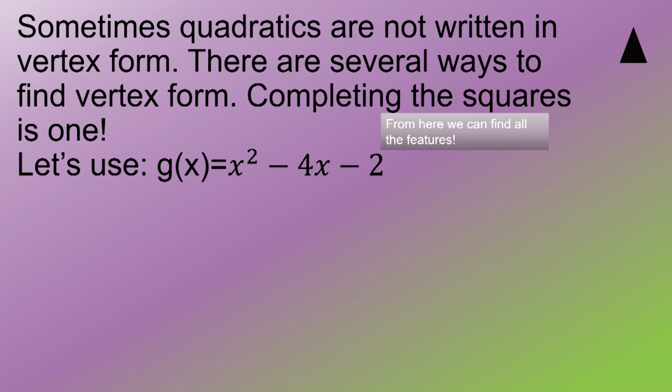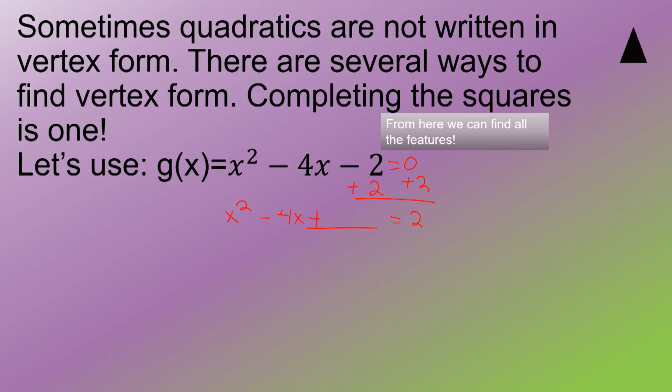Sometimes quadratics are not going to be written in vertex form. There are several ways to find vertex form. Completing the square is a great one. So let's use the method of completing the square. Now let's just dive on in. We know what we have to do. We have to make this equal to 0. Awesome. Then I'm going to move my old constant to make way for my new constant. All right, so I'm going to add 2 to both sides and rewrite x squared minus 4x, leaving room for my new constant, equals 2.